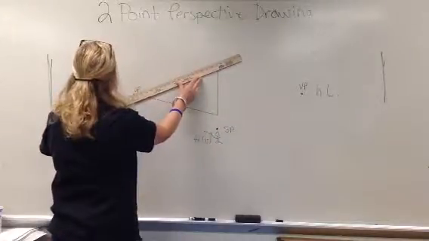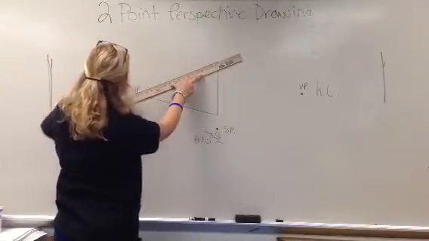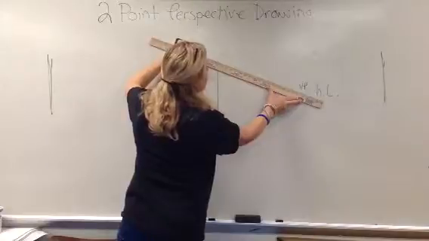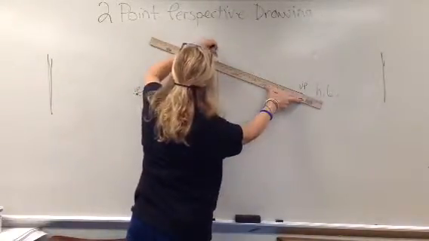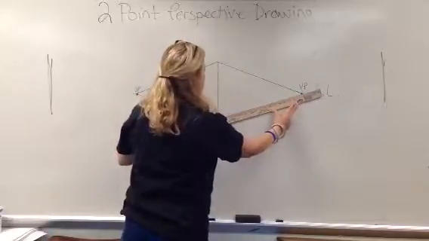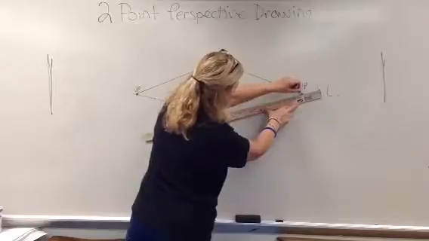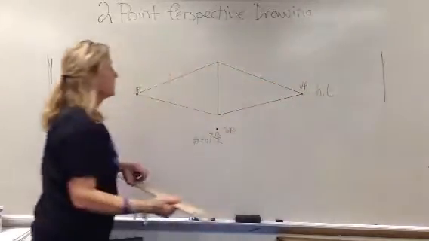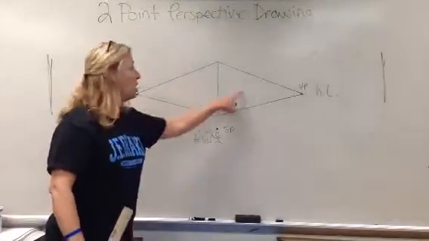There's the left side of our building, both the top and the bottom. And then the right side. You always make sure one end of your ruler is on a vanishing point, and then the other end is at the top or the bottom of the building that you're making. There you go.